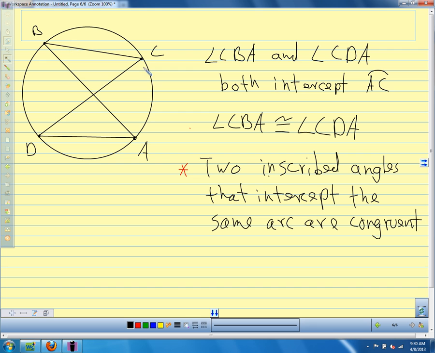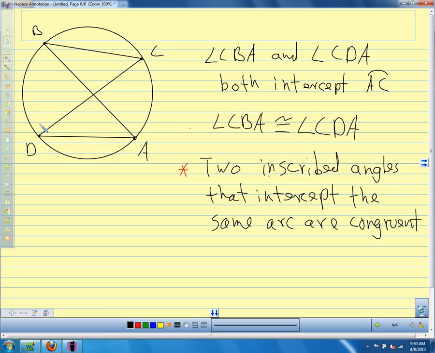So if our inscribed angles intersect the same arc, they have to be congruent. So we could say also here that angle BCD is congruent to angle DAC because they both intercept DB. So any two inscribed angles that intercept the same arc are congruent. So that's our second important result.